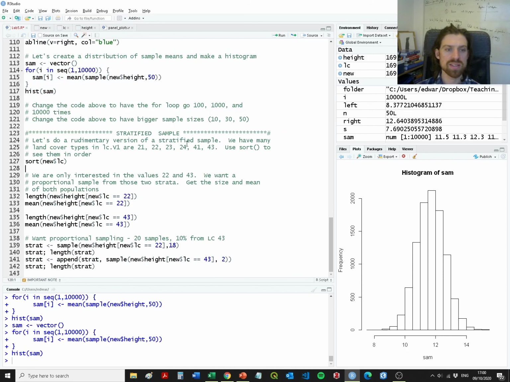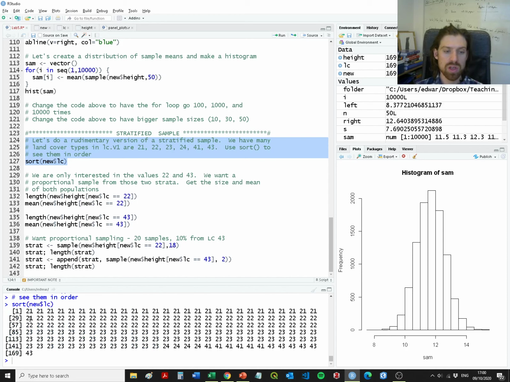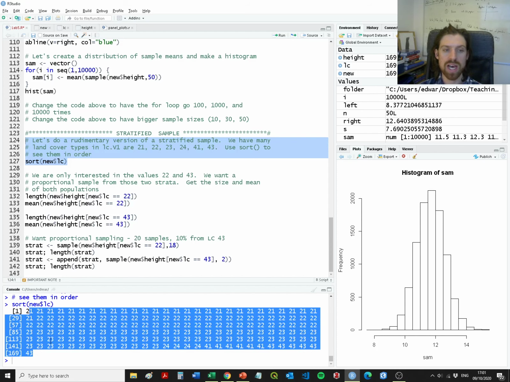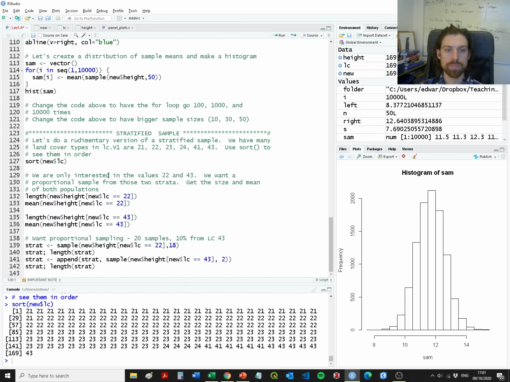The point of this is essentially to create just a fairly rudimentary stratified sample. Let's assume that we have all these different land cover types. That might be grassland, forest, mountainous terrain, or lake, and each one of these numbers represents one of those types. We could look at how many different types of land cover we have here by just sorting the data frame, going from the lowest number all the way up to the highest number. Let's say, for example, that we're only interested in those land cover values which are 22 and 43. Maybe 22 is forest, and 43 is mountains, and this just makes it hard to do anything that we want to do.